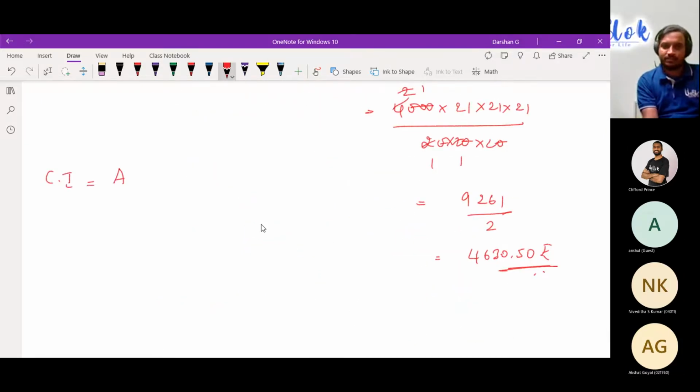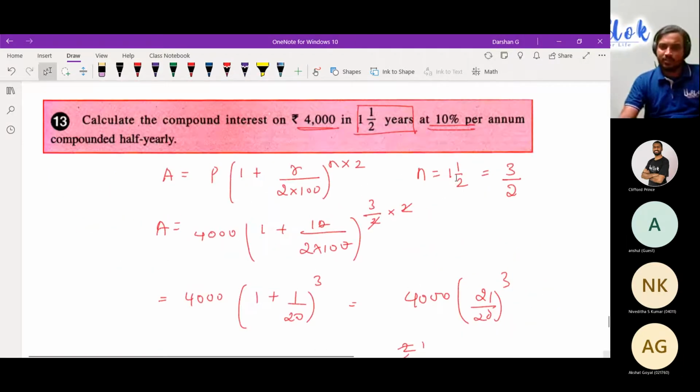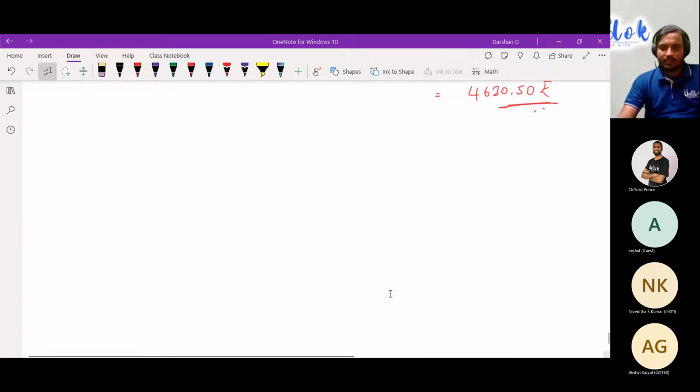Nivedita, you could get it? Yes, the compound interest will be, I think, 630.50. Yeah, 630.50. That's right. Okay, so the catch is very simple. The calculation of n is tricky. Leaving that, nothing is tricky. Okay. Let's move on to one more question.